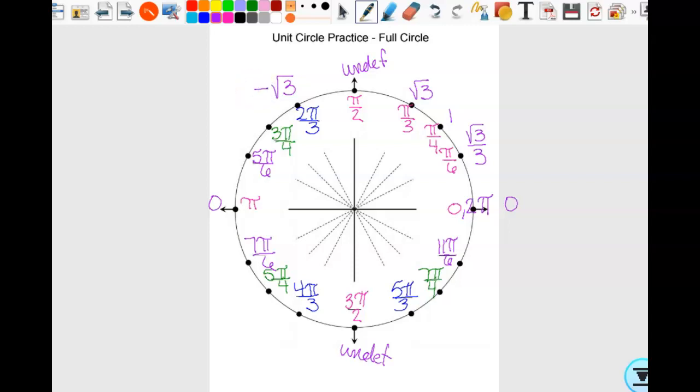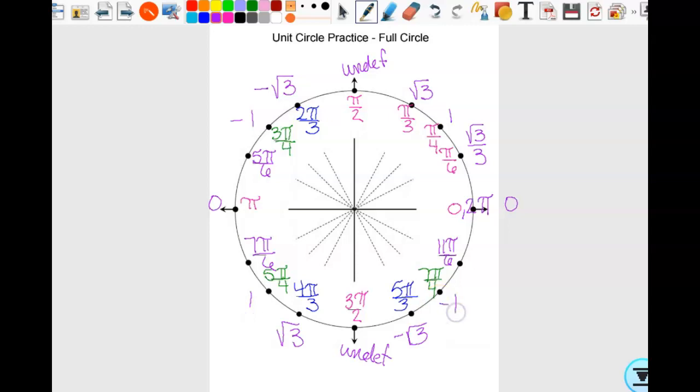So then at 4 pi thirds, it's the square root of 3. Is it positive or negative? Positive, because all students take, right? 5 pi thirds, square root of 3, positive or negative? Negative, okay? Because tangent's positive in the first and third quadrants. So 3 pi fourths is the same as pi fourths, but it's negative. Negative 1. This one's 1.